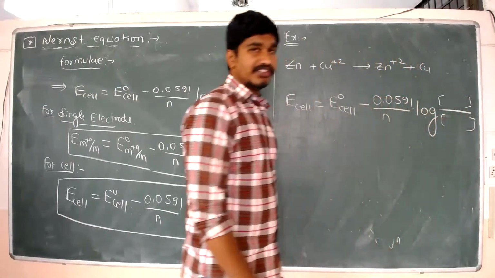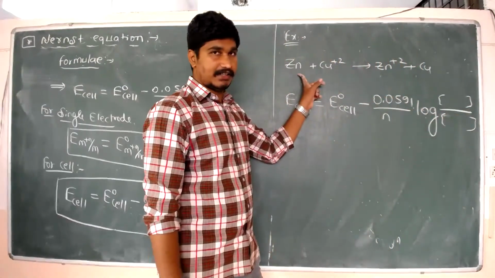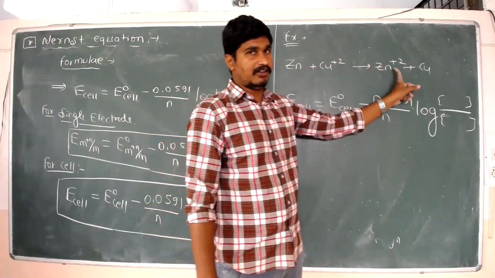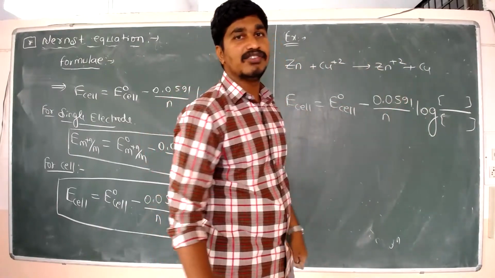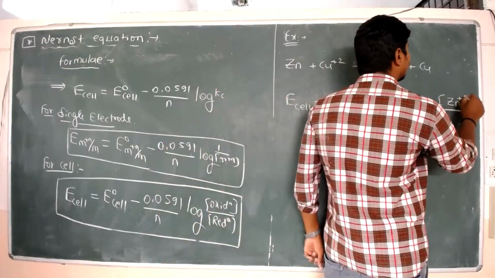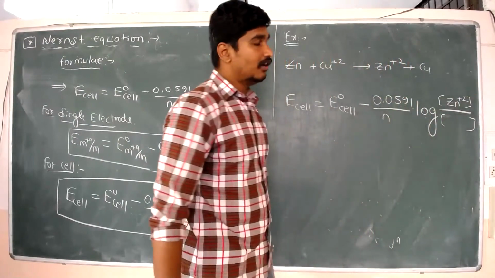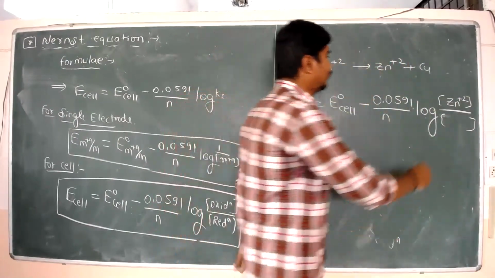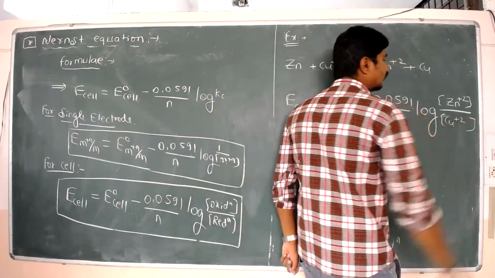Which is undergoing oxidation? 100% zinc. But zinc is solid, therefore we take only the metal ion. The concentration of the metal is unity. Therefore, you have to take just the metal ions, the concentration of the metal ion, that is Zn+2. Which is undergoing reduction in this reaction? Copper. Therefore, it will be Cu+2 ions.